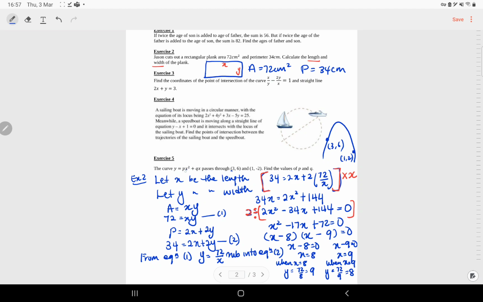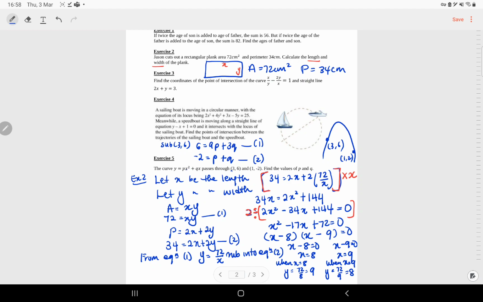So your equation y equals px squared plus qx, so you're going to substitute the point (3, 6), and what you get is 6 equals 9p plus 3q, since 3 squared is 9 and x is 3. That's your first equation. The next one, it passes through the point (1, -2). So y value minus 2 equals, with x value 1, 1 squared is just 1, so p plus q. And that's your second equation.